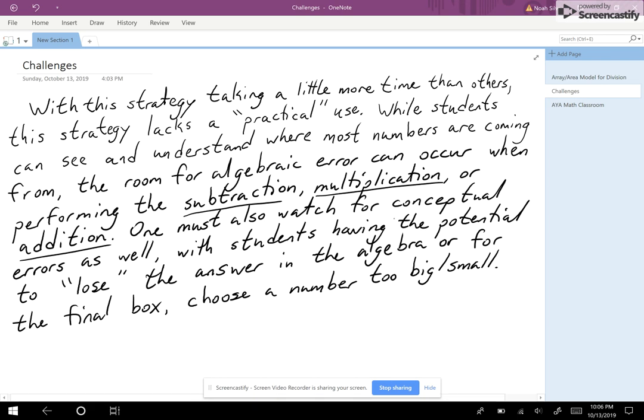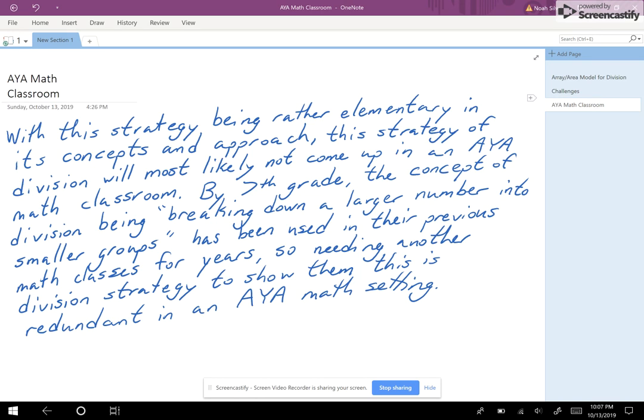Another issue is the conceptual idea of I chose that 50, I chose that 20, and those are going to be what is my answer in the end. That concept of that being my answer can get lost so easily. If you lose the concept in this division rule, it's hard in the end to find your answer. That's probably one of the reasons why, in the end, I wouldn't recommend this for an AYA math classroom.